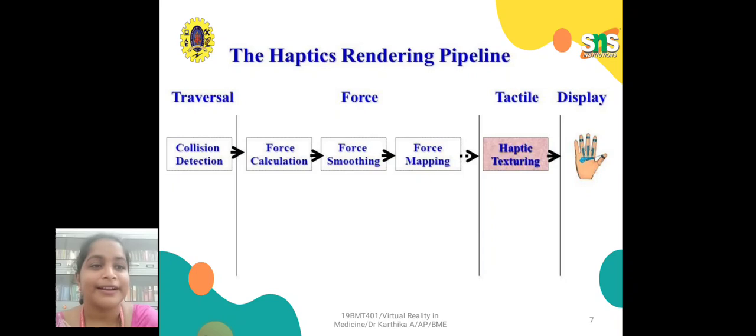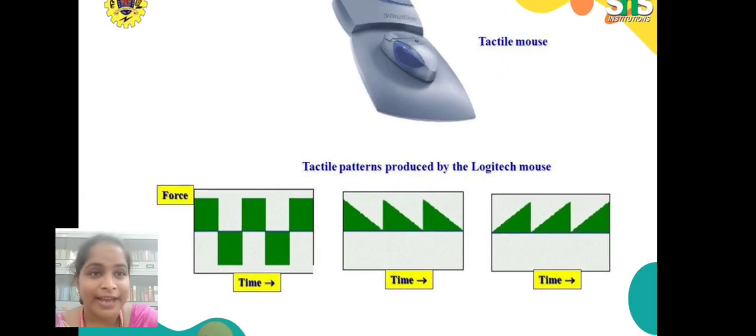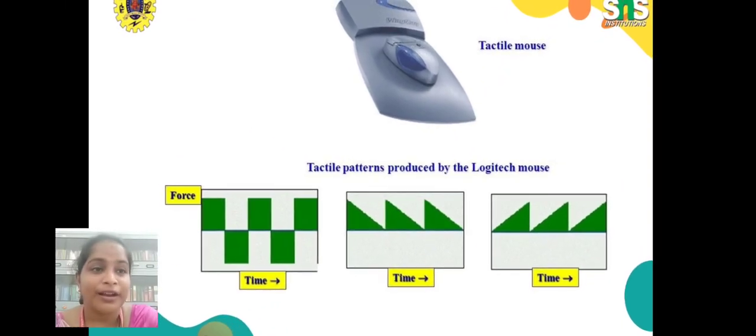Okay, see here, this is haptic texturing, which is under tactile, and here we see the tactile mouse. We also have to analyze the tactile patterns produced by the Logitech mouse. See here force with respect to time, at the second interval and the third one. See the differences between the first one, second one and the third one. This is a tactile pattern produced by the Logitech mouse.